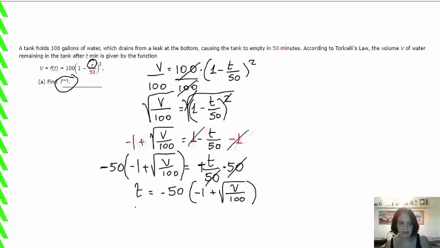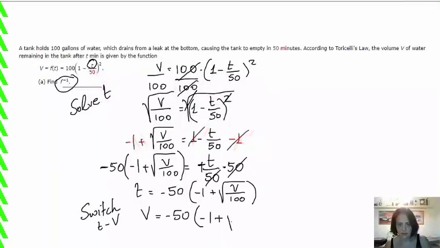So the first step, as I said, is to solve for t, your main variable. The next step is that you switch the t and the v. And you have now v equals negative 50 times negative 1 plus the square root of t over 100. Okay, and v is going to be nothing else than f to the negative 1 of t. So this is your inverse function.